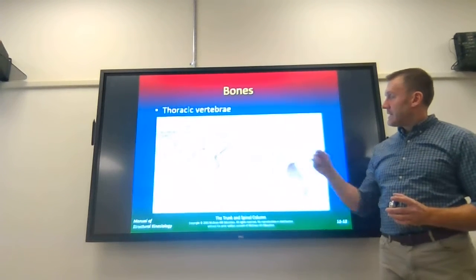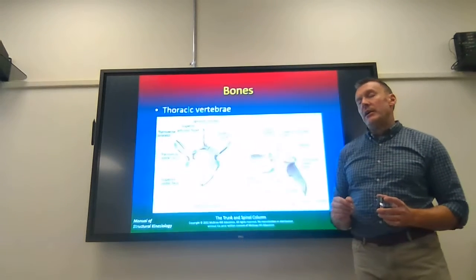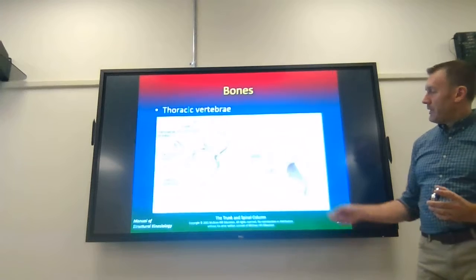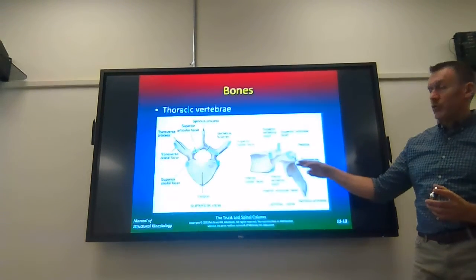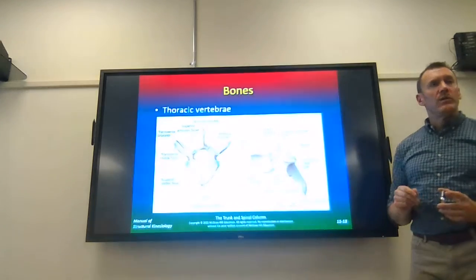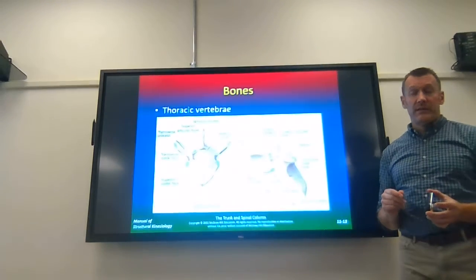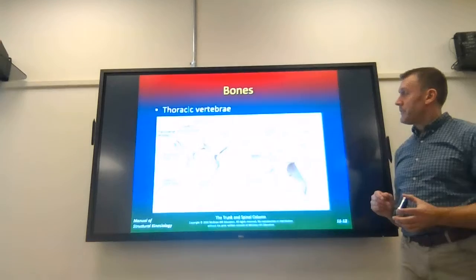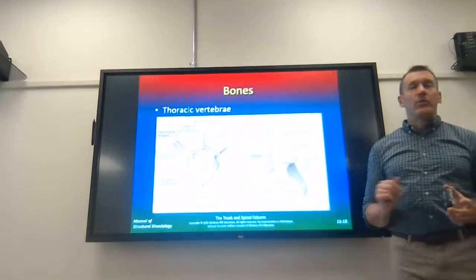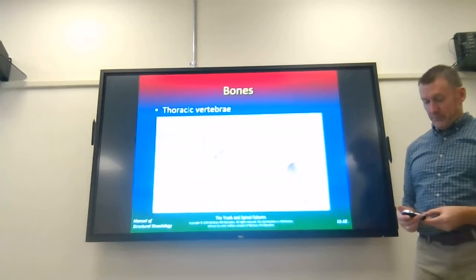So costal facets. The other one that you can tell, for a thoracic vertebrae, the spinous process projects downward, as you can see here, which is different than the cervical and lumbar. So again, costal facets and then downward projecting spinous process.